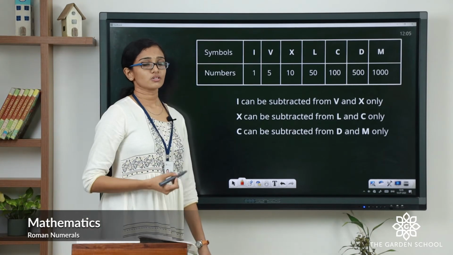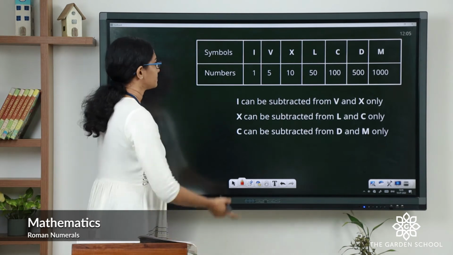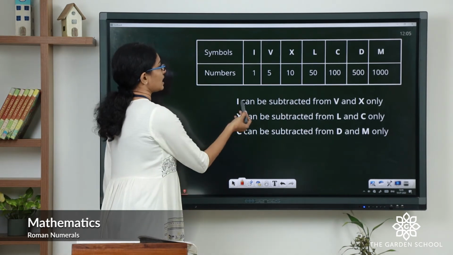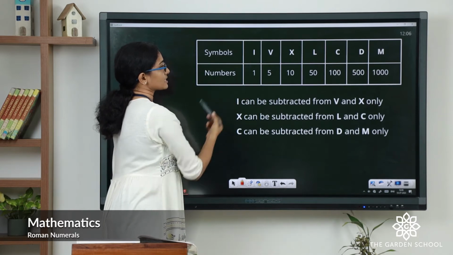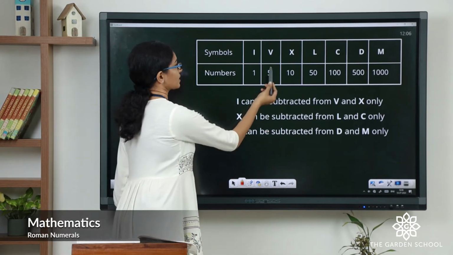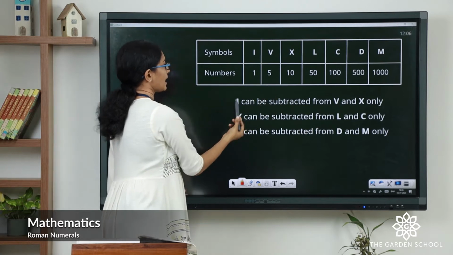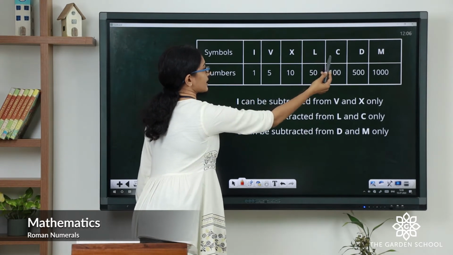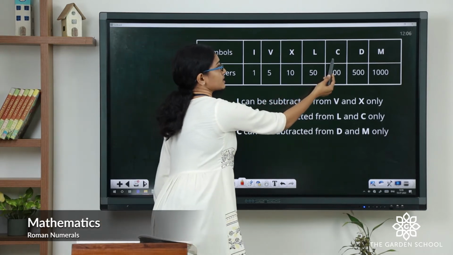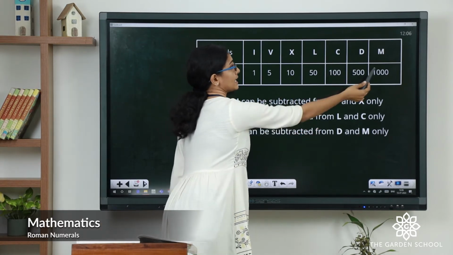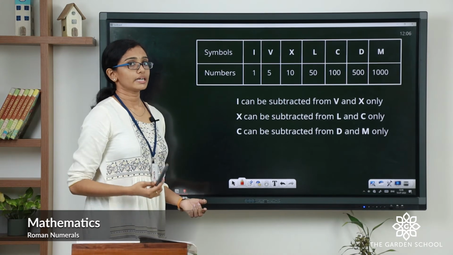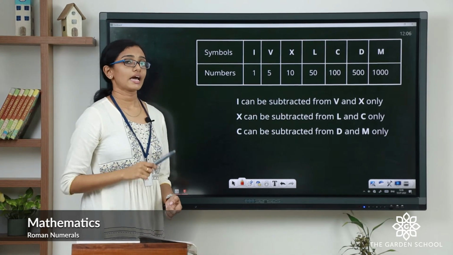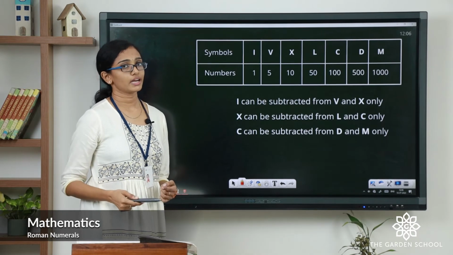A few more things to keep in mind about subtraction. These are the symbols and the corresponding values. The symbol I can be subtracted only from V and X. X can be subtracted only from L and C. And C can be subtracted only from D and M. Remember we told earlier, V, L and D can never be repeated and never be subtracted from any other numeral.